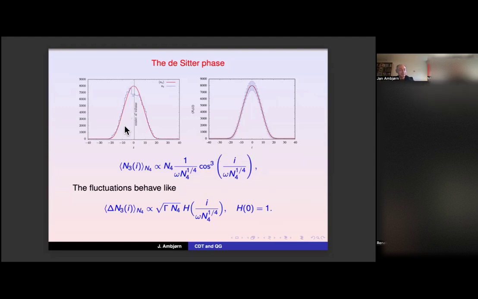So now when we take these millions of superpositions to get this curve, we can also measure the fluctuations of the spatial volume. And this is shown on the curve here. And it also follows a kind of universal behavior, again with 1/N4 setting the scale in the time, and a new coupling constant gamma enters here. Basically, the value when i is equal to 0. So 0 is just putting in the center here.